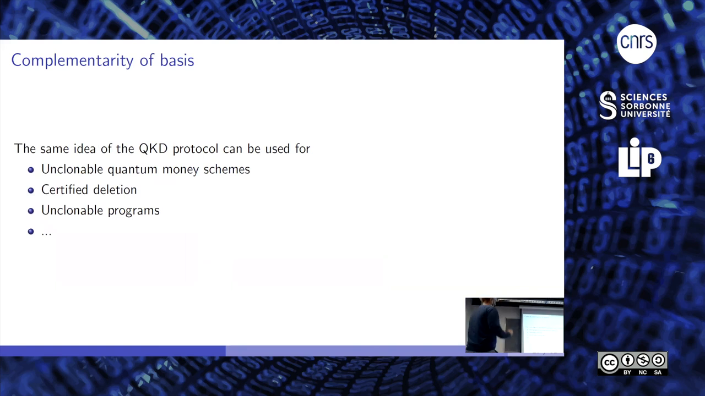What is interesting is that these key ideas of QKD are also used in protocols for different primitives. For example, what I said about unclonable quantum money: you have quantum bills that cannot be cloned. Or you can use it to have protocols where you can certify that someone deleted their information. And people are even using it to study quantum software programs, where you can prove that the program cannot be cloned, so you cannot create two copies of the same program.